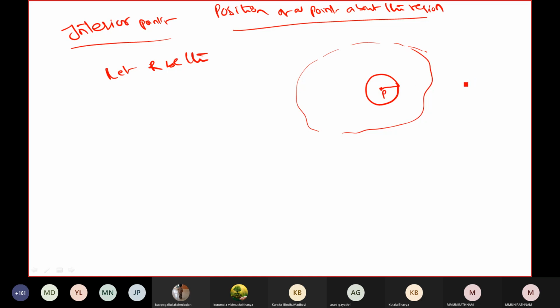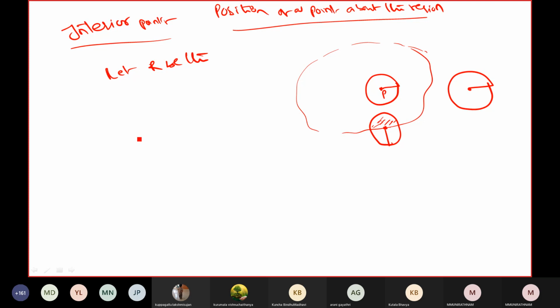If the neighborhood of any point entirely lies outside the region, we call that an exterior point. If some part is interior and some part is exterior, that is called a boundary point. So write that down.